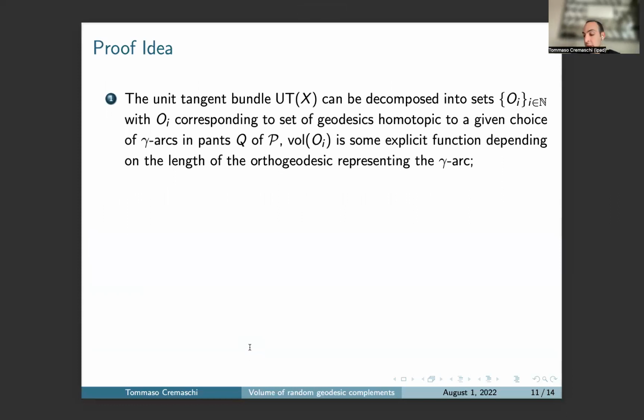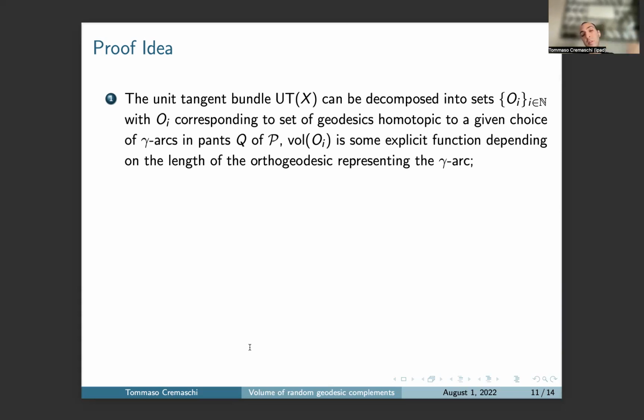And the quick idea of how you prove this is you chop up the unit tangent bundle into various chunks. Each chunk lives in a pair of pants, and these are the set of geodesics that are homotopic to a fixed orthogeodesic. That's what they correspond to, and the idea is that we want to use that combinatorial lower bound in the end. And the nice fact is that you can compute quite easily on the nose what the volume of this O_I is, which is something that we need.